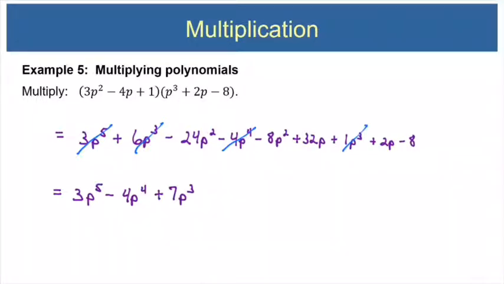And then we'll do our second powers. So we've got minus 24p squared and minus 8p squared. Together they make minus 32p squared. We'll mark those out. And then the p terms are 32p and 2p. Together they make 34p. Mark those out. And then the last one is this minus 8. So now they're all in order. It makes it really easy to read and compare to other polynomials if you have more stuff going on. But this is how you multiply. Just distribute one at a time and then combine like terms.